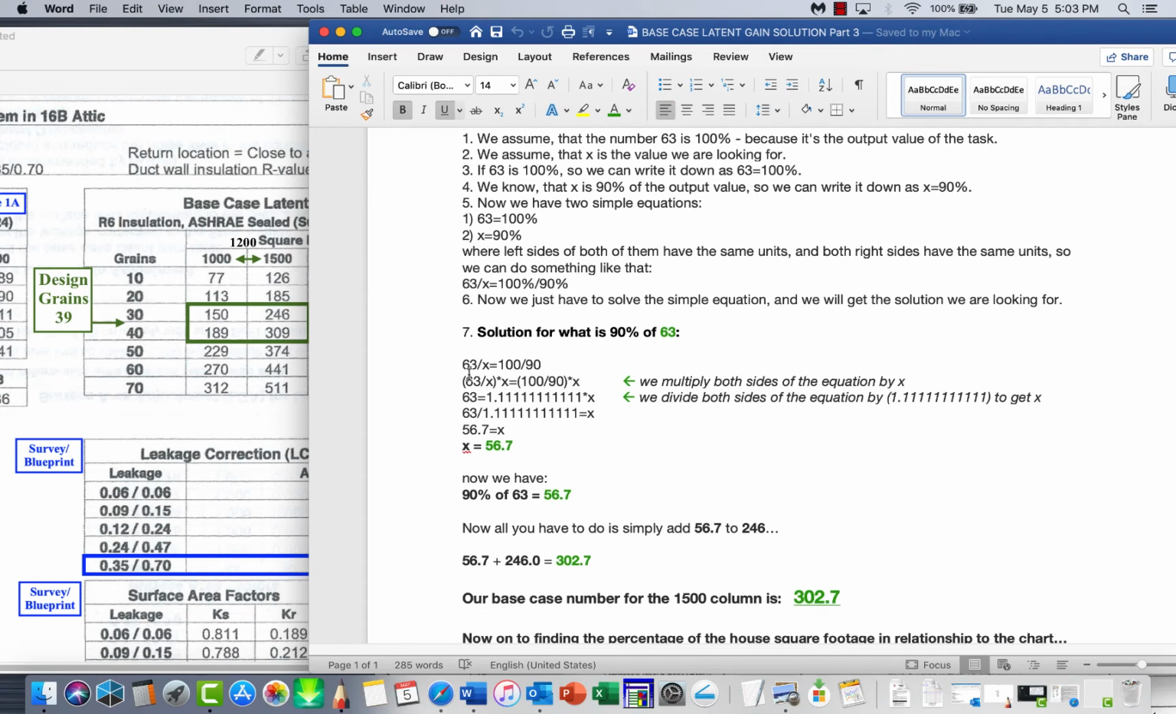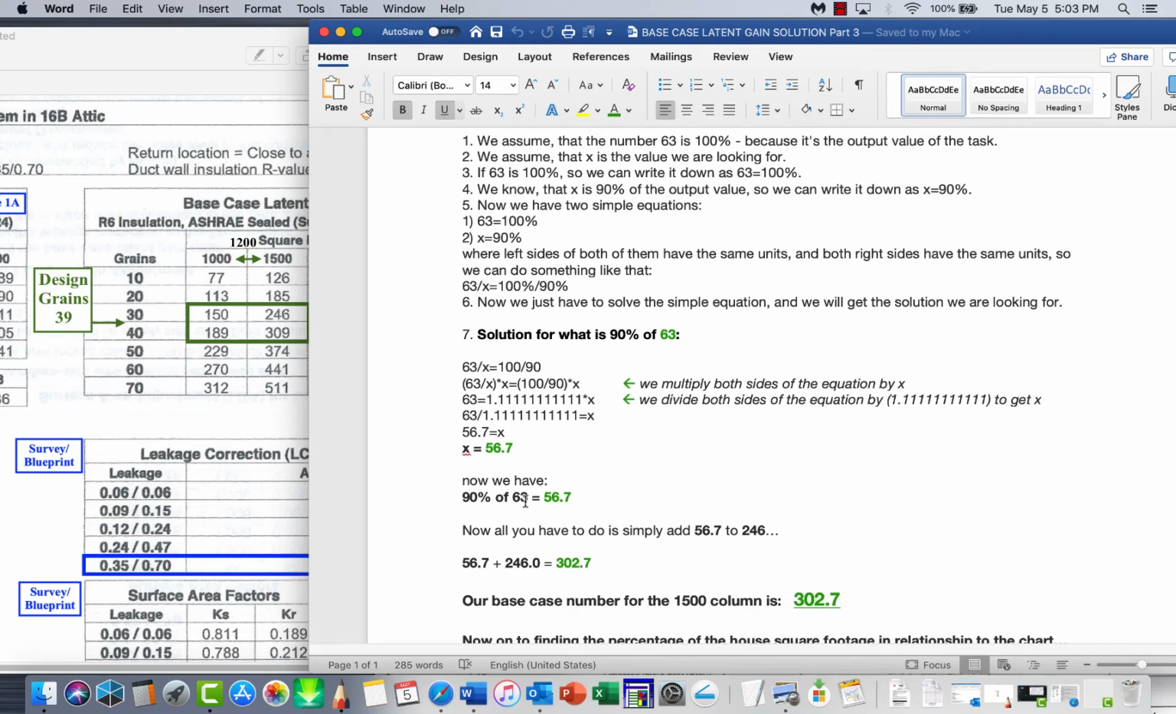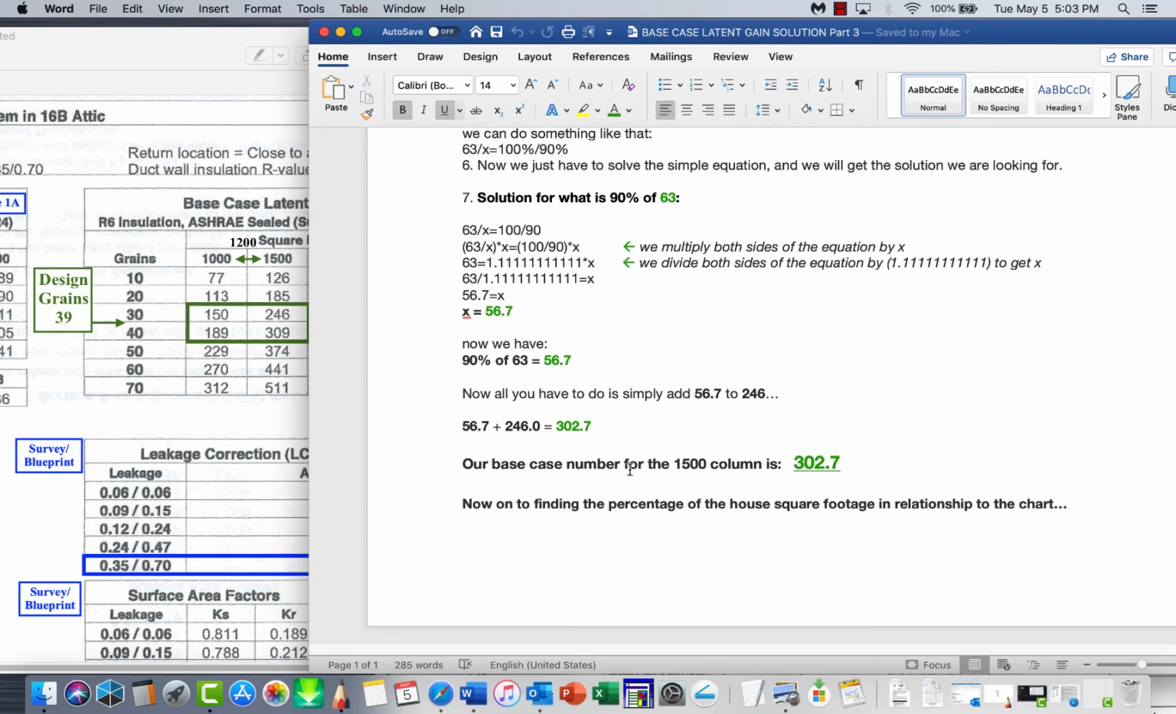So our equation we'll set up will be 63 over X equals 100 over 90. And then simply do the math, solve the equation. X equals 56.7. So 90% of 63 is 56.7. Then all we have to do is simply add 56.7 back to the 246 here, because we're 90% of the way here. So we add that to it, and we end up with 302.7. Now all we have to do is figure out the relationship between the number we found here and the number we found here, and what percentage 1,200 is between 1,000 and 1,500.